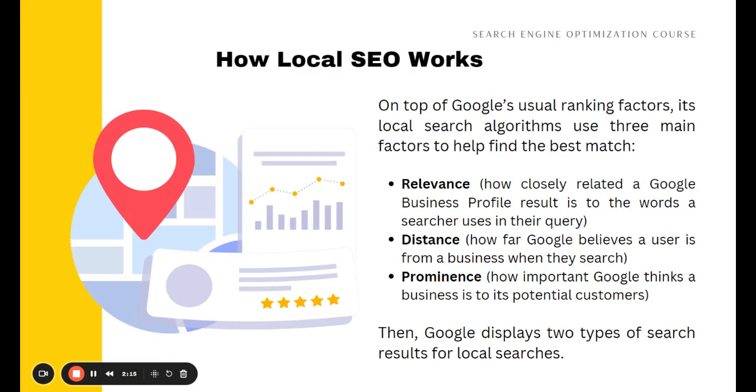So how does local SEO work? It works in the same way as optimizing your website, whether it's nationally or globally. So it uses the same ranking factors, but it also uses local search algorithms, which include relevance, how closely related a Google business profile is to a user's search query in your area. Distance, how far Google believes a user is from a business when they do the search. And prominence, how important Google thinks a business is to the potential customer based on their search query.